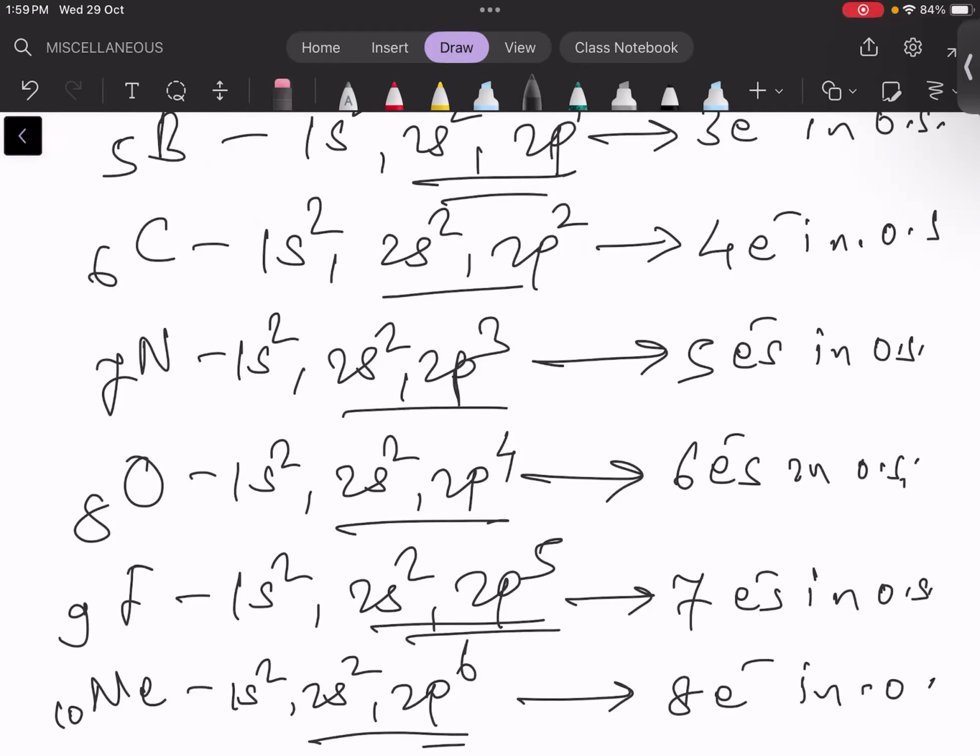Is there any doubt to anybody up till this? Sir, what is the power? What is the 2s2, 2p4? 1s raised to 2? That power is nothing but the number of electrons. Okay.